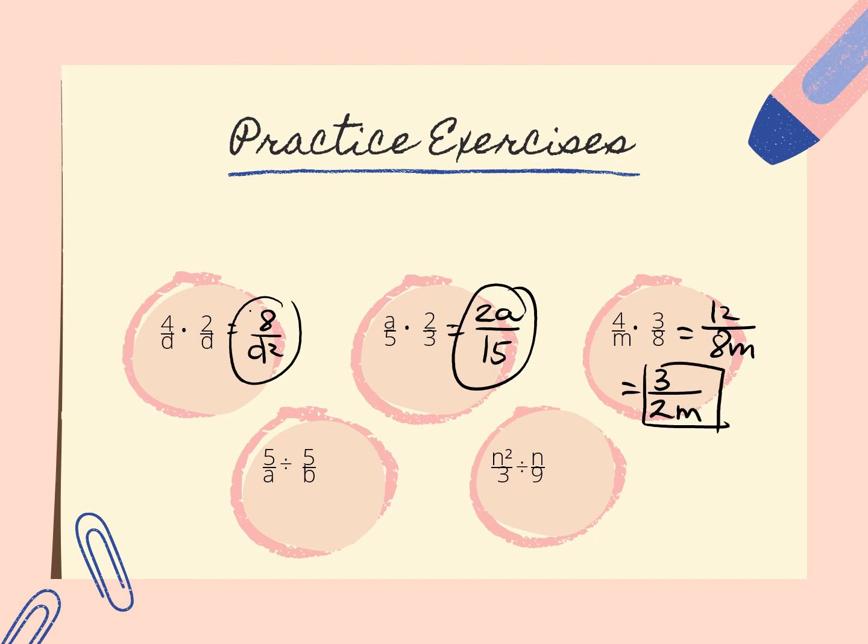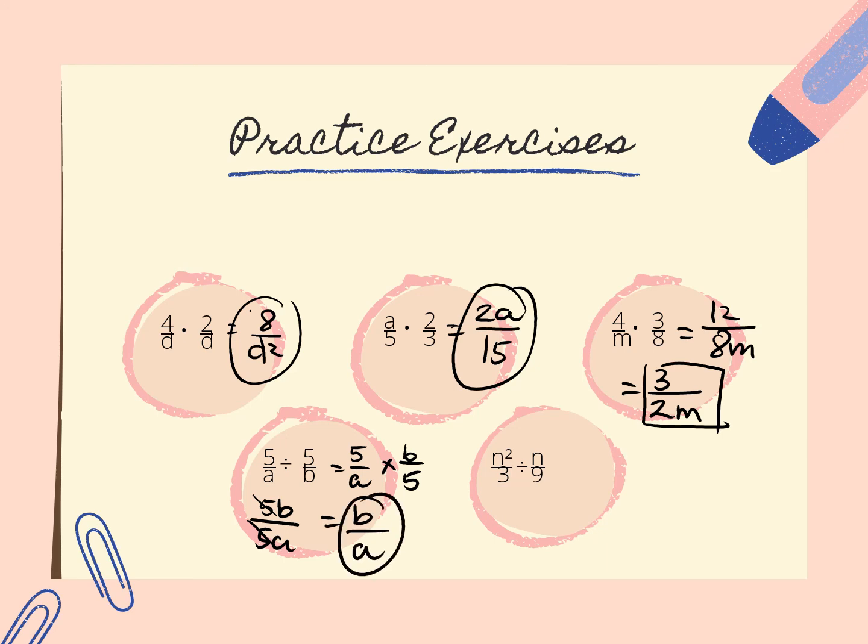Next, 5 over a divided by 5 over b. So let's write the new equation: 5 over a times b over 5, which will give us 5b over 5a. There is a common factor, so we can cancel. So this will be b over a, and that is the final answer.